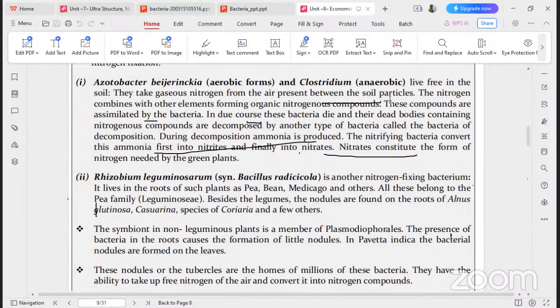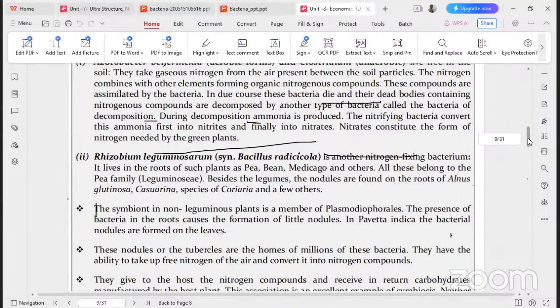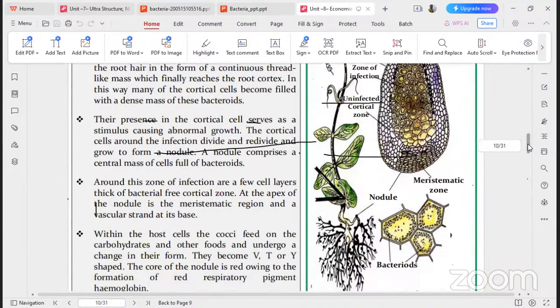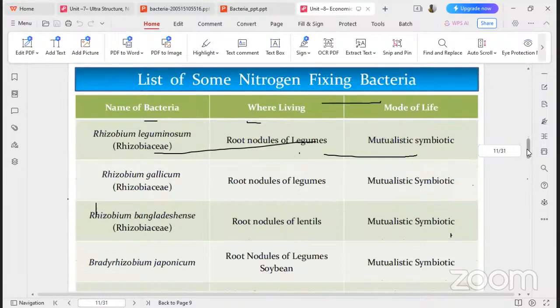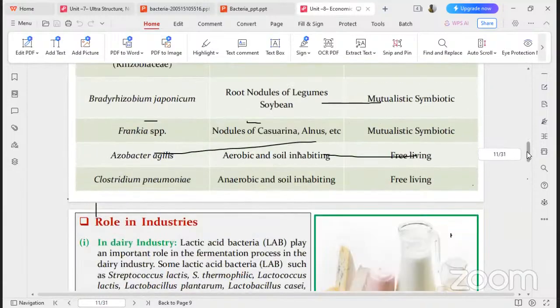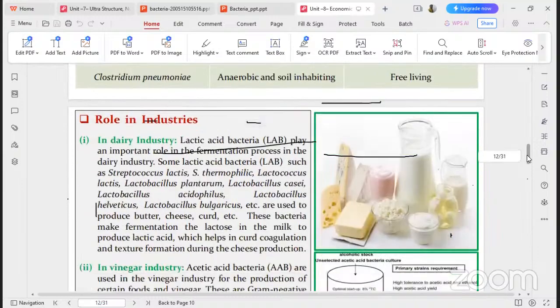So many exams ask this question: aerobic nitrogen fixing bacteria, Azotobacter. The remaining are anaerobic, but Azotobacter is aerobic and non-symbiotic. Non-symbiotic aerobic nitrogen fixing bacteria, Azotobacter. Rhizobium is a symbiotic bacteria. We know Rhizobium forms root nodules. And some of the Rhizobium, even Bradyrhizobium also, and Azotobacter.